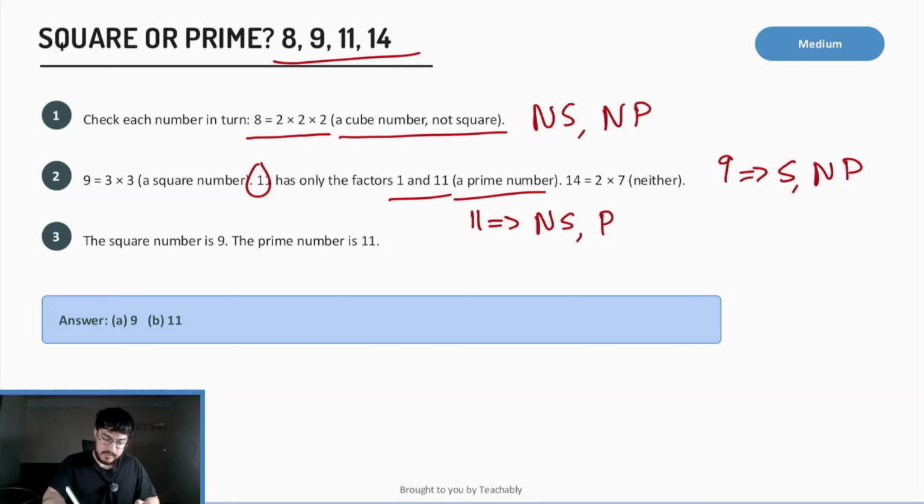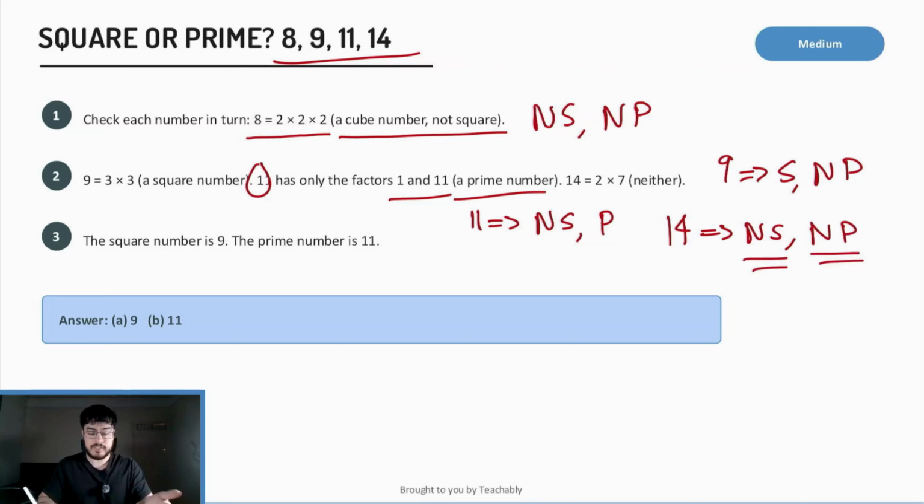And then 14 is divisible by 2. And so it's 2 times 7, as it shows here. But it's not even a square number either. So 14, if we look at it, it's not square because there's no number multiplied by itself to make 14. But it's also not prime because it's still divisible by 2. It's an even number. And so the square number is 9 and the prime number is 11.